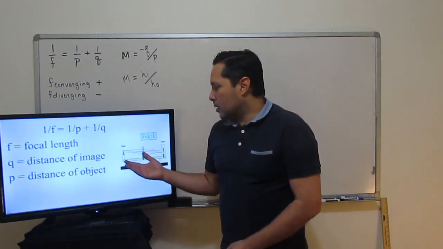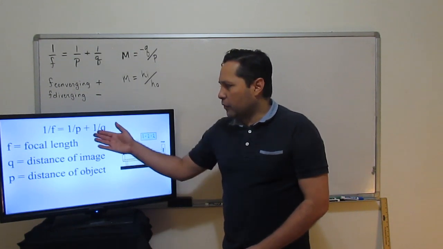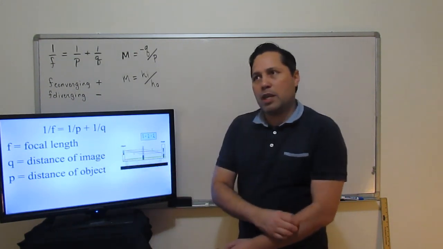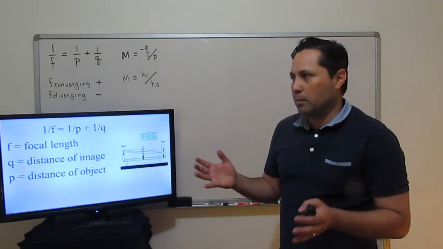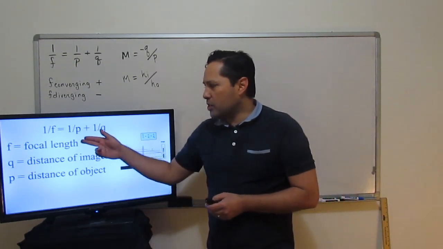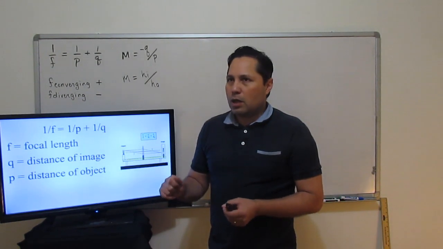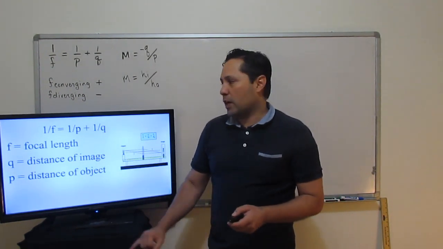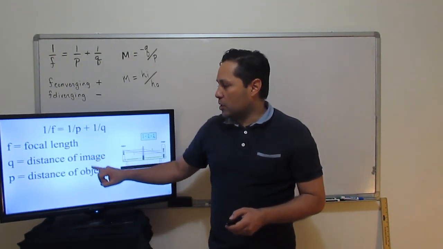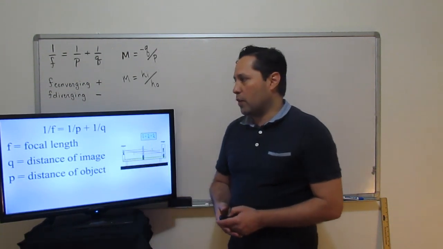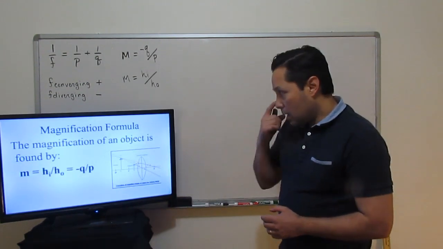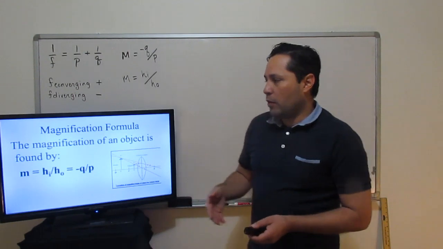If all the units match, then you don't have to worry about putting everything in meters. For example, if this is centimeters and that's centimeters and that's centimeters, then you're fine. You don't have to worry about, do I have to convert them all to meters? That's fine. They could even be all inches, inches, and inches, and it'll still be fine, as long as they all match.